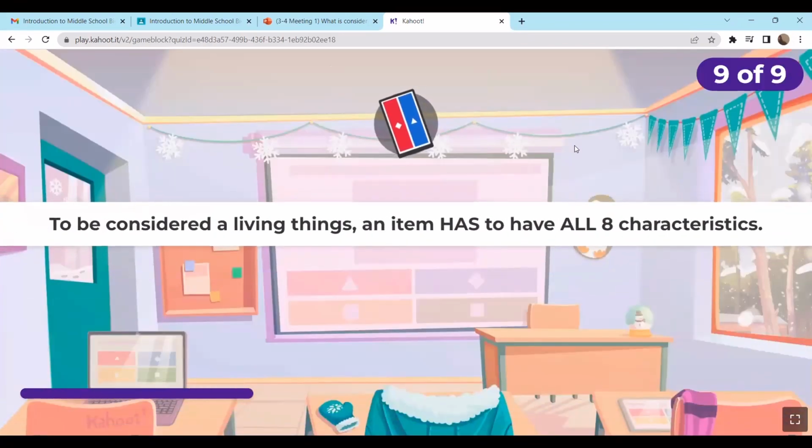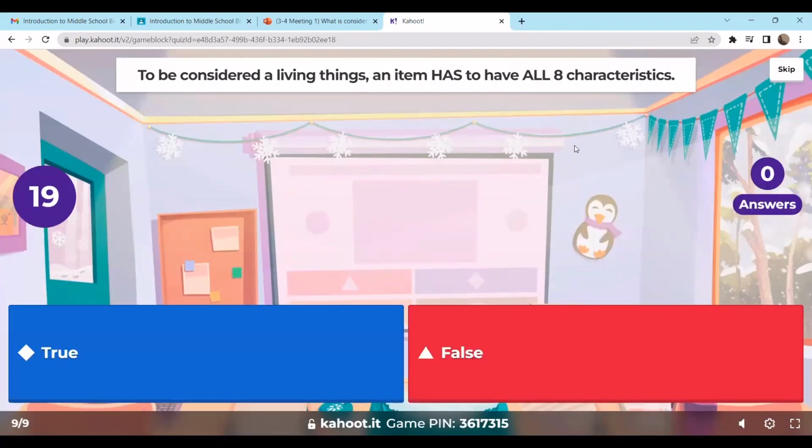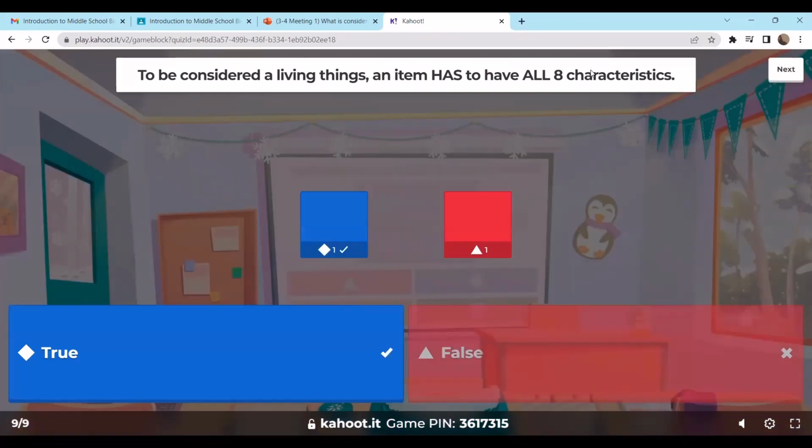Okay, last one. I think I covered seven and then smooshed two of them together. But to be considered a living thing, an organism has to have all of those traits and characteristics, or else it's not alive.